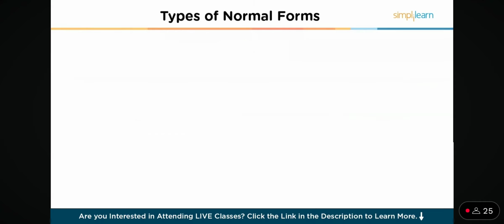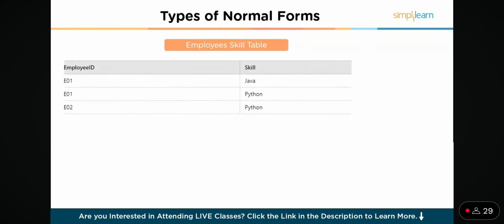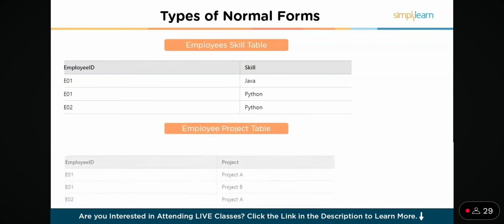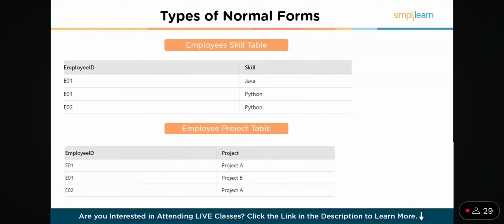So, in order to achieve 4NF, we separate the skills and the projects into different tables: the employee skill table and the employee projects table. And now you can see that there is no multi-value dependency. By separating the skills and the projects, we eliminate multi-value dependencies, ensuring the tables conform to 4NF.